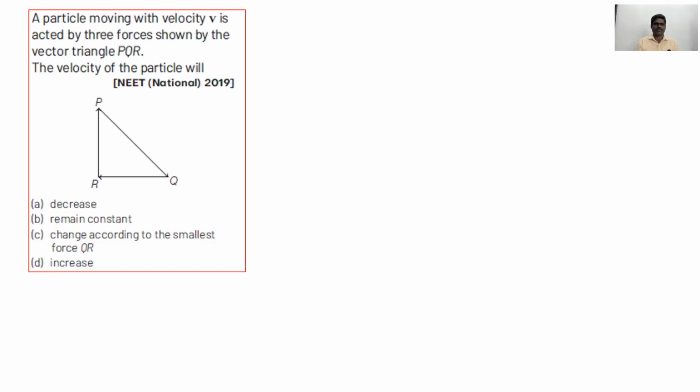Now we'll discuss some problems. This is a problem asked in NEET 2019. A particle moving with velocity v is acted on by three forces as shown by the vector triangle PQR. The velocity of the particle will be dash. Option A, decreases; B, remains constant; C, changes according to the smallest force QR; D, increases. The correct option is B, that is, remains constant.